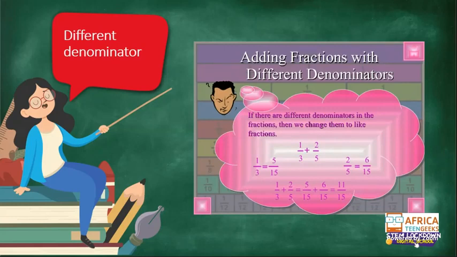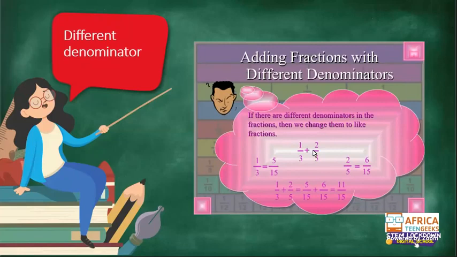So for 1 over 3, you have 5 over 15, because you have to multiply 3 by 5. Whatever you do at the bottom, you do at the top. So we use the special form of 1, as we said yesterday, which is 5 over 5. We multiply 1 over 3 by 5 over 5, and then we have 1 multiplied by 5 equals 5, and 3 multiplied by 5 equals 15.